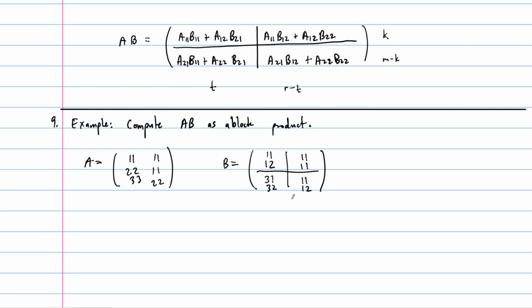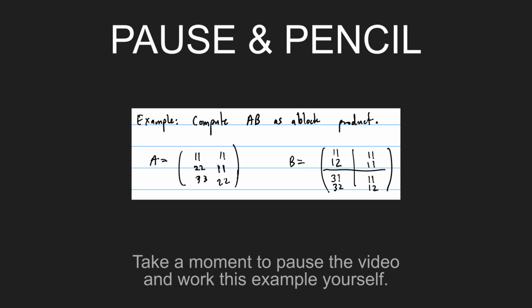So here's what I'd like you to do. Take a moment, decide how you're going to partition A to make it match up with B, so that you're allowed to do the multiplication with B. And then from there, work it out, and I'll check in with you, and we can finish this one off together and finish off this lecture.